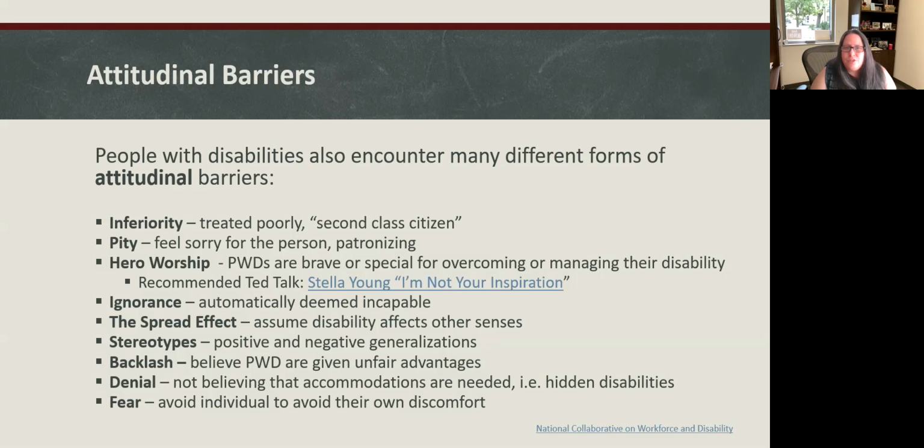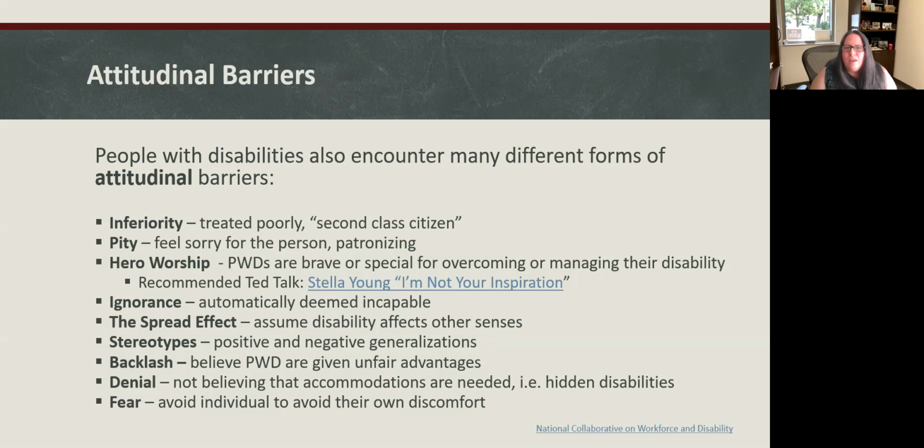Pity, people who feel sorry for the person, they may be patronizing in how they do that. And this is kind of where that concept of charity, people want to do something really nice, or they're trying to get that. Most people with disabilities don't want pity or charity. They just want to be respected and being able to participate in things as independently as possible and live on their own way.